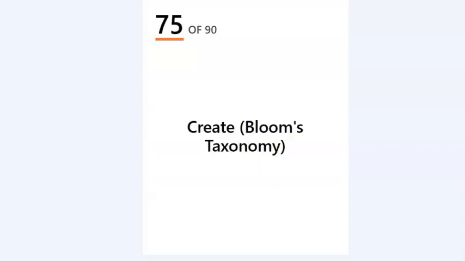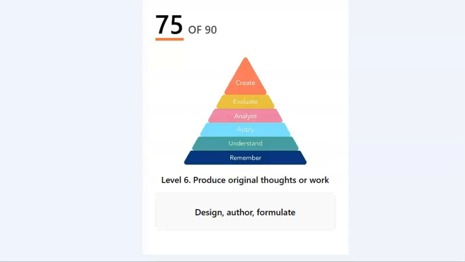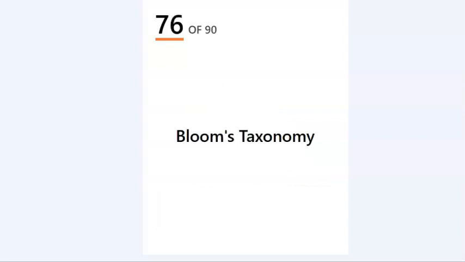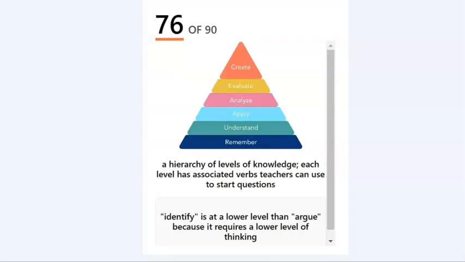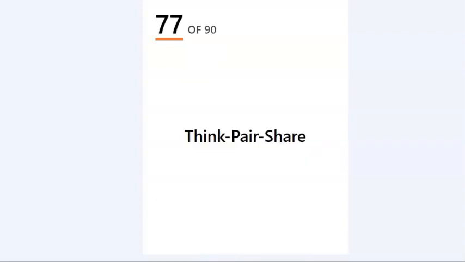Create, Bloom's taxonomy, Level 6: produce original thoughts or work. Design, author, formulate. Bloom's taxonomy is a hierarchy of levels of knowledge. Each level has associated verbs teachers can use to start questions. Identify is at the lower level, then argue, because it requires a lower level of thinking.